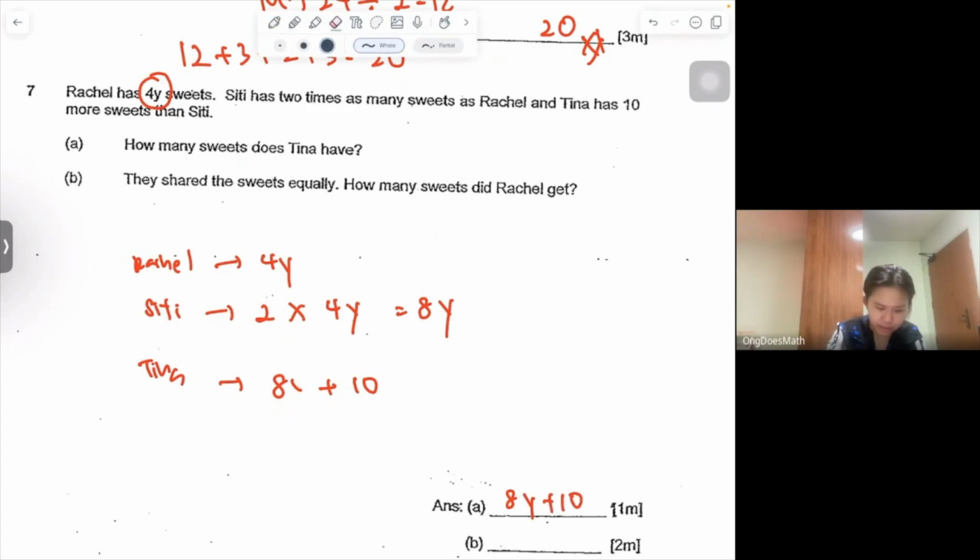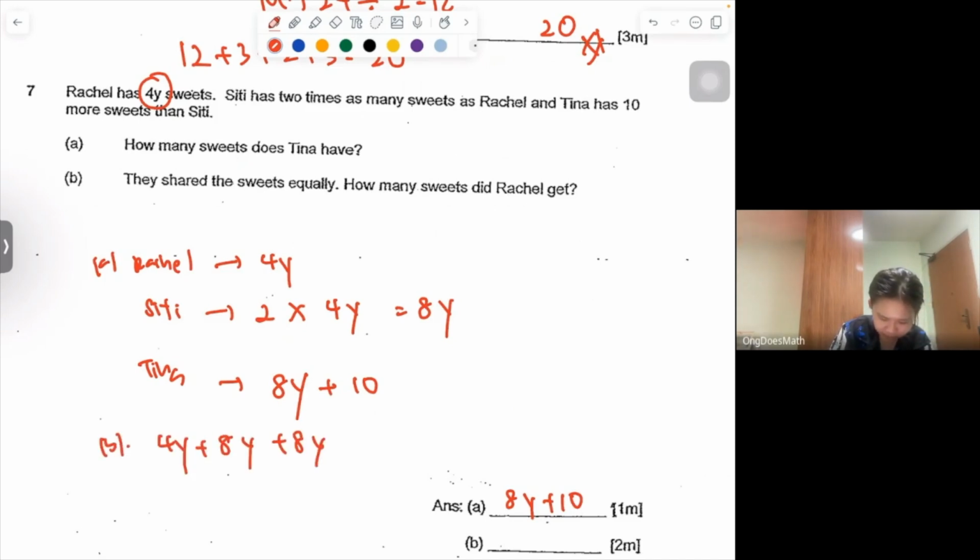Next, they tell you that they share the sweets equally. So how many sweets did Rachel get? In order to get the same number of sweets equally, you have to add them up first, right? So you collect all the sweets from Rachel, Siti, and Tina. Then you distribute them equally. So go and find the total first, which is 4y plus 8y plus 8y plus 10. So this is the total.